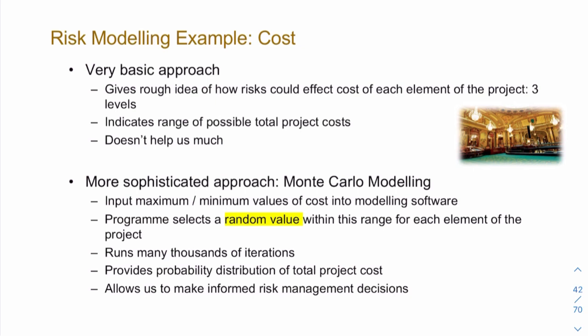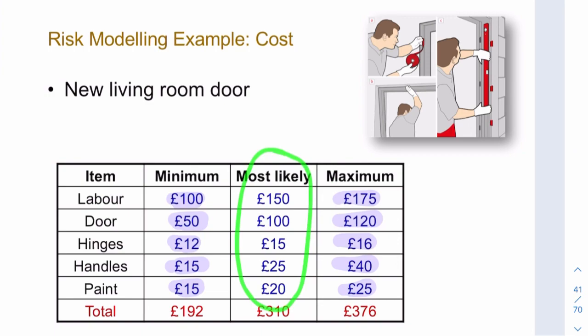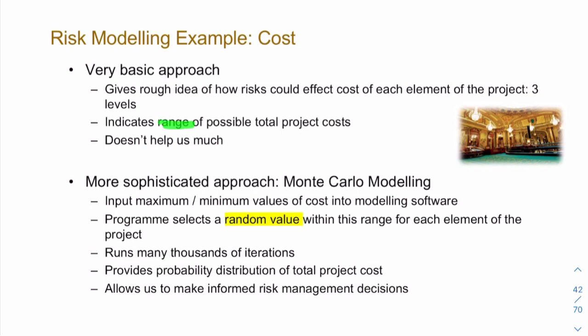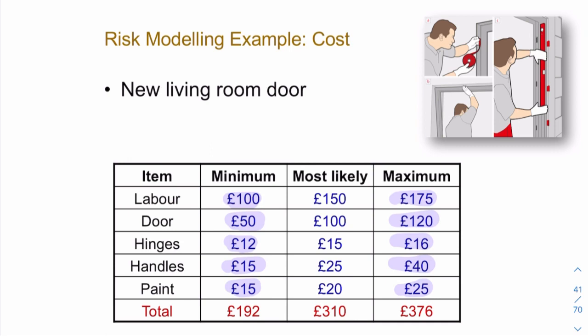So there are ways of doing this. Okay, the very simple or simplistic basic approach is simply using these figures, simply using the most likely, minimum or maximum costs. It gives you an idea of the range of possible costs, but it doesn't help much because I'm unable to plan. I don't know whether I'll be using the maximum, the minimum, or the most likely. You might think, well, just plan for the most likely, but there's a big difference between £310 and £192. And if you've got lots of doors and lots of activities happening, then you can end up spending much more money than you need to. Or if the money is limited, you might end up planning a project for much smaller scale than it could have been.